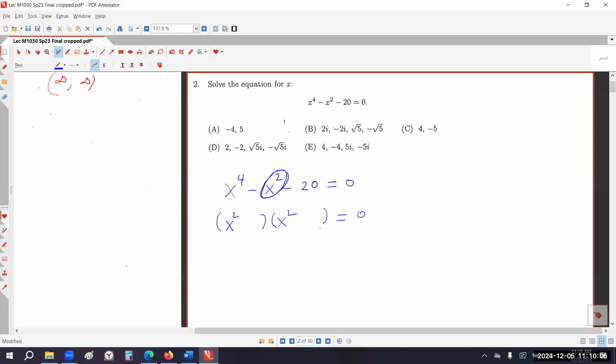So when you multiply them, it becomes x to the 4. And which two numbers multiply to 20 and combine to 1? 5 and 4. The signs? Negative 5, positive 4. 5 has to be negative because the middle sign is negative. The bigger number always gets the middle sign. That means we have x squared minus 5 and x squared plus 4. So we have x squared is 5.